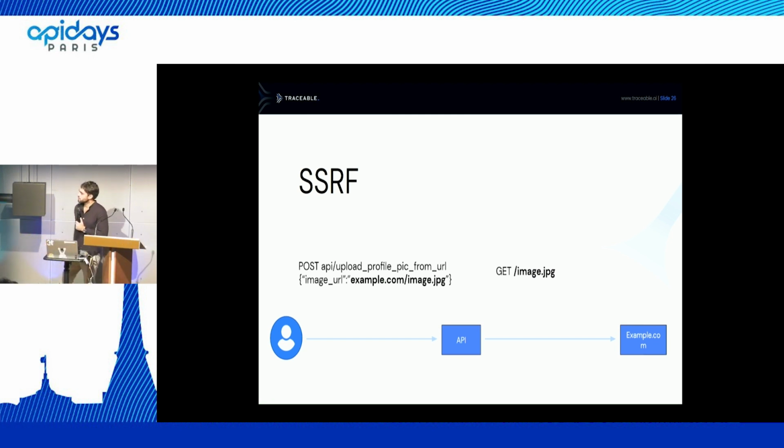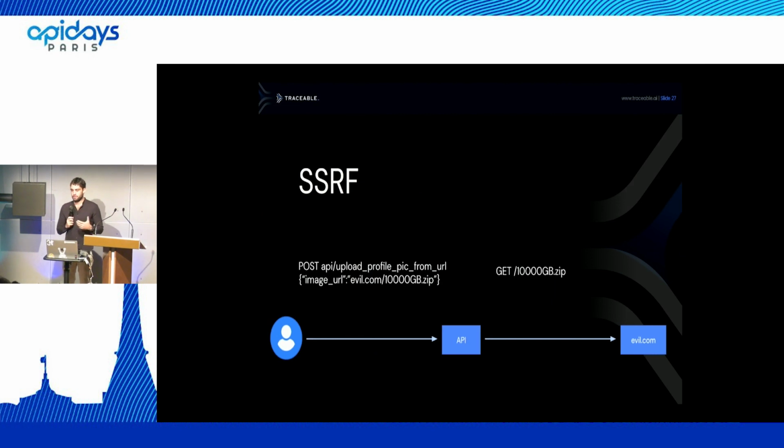So in a legit flow, the user would just send, like, example.com/image.jpg. But what happens if I send, as an attacker, a malicious payload, like a URL that represents a very large file? And then the API is trying to download a very large file. I might cause denial of service. This is one use of SSRF. On top of that, you can use SSRF to scan the internal network and a bunch of other malicious stuff.